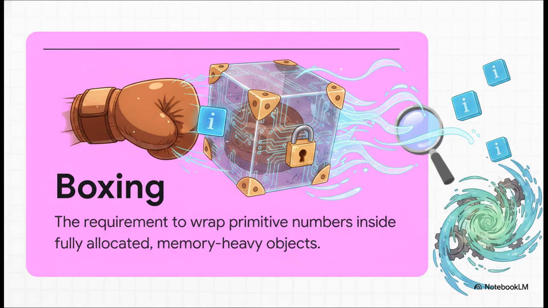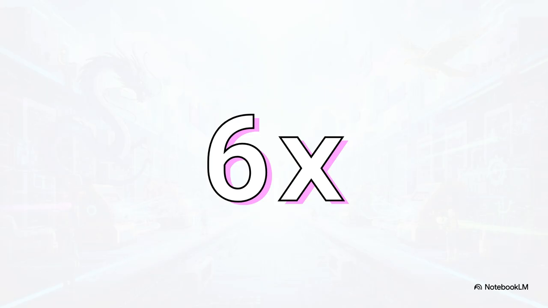Instead, it has to box them. It literally takes basic primitive numbers and wraps them inside fully allocated memory-heavy objects. Every single time you create a simple number, Python is triggering memory allocation and adding to your garbage collection overhead. So what's the real-world impact of that?